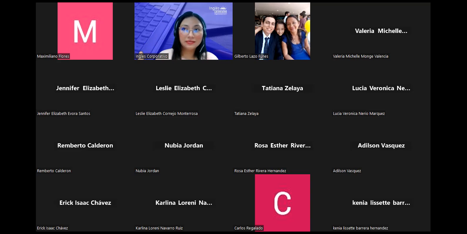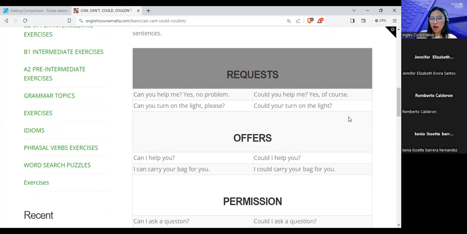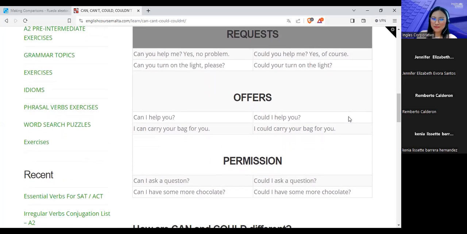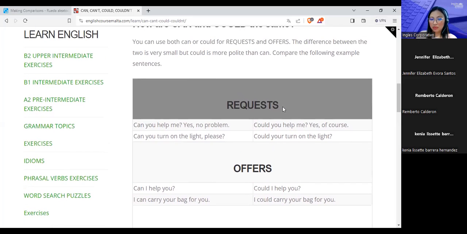Number one. Possibility. Okay. ¿Qué más explicamos? Ability. Ability. Requests, offers, and ask for permission. ¿Puedo yo ofrecer mi ayuda, pedir o solicitar permiso y hacer una solicitud? Tres palabras claves and that's it.